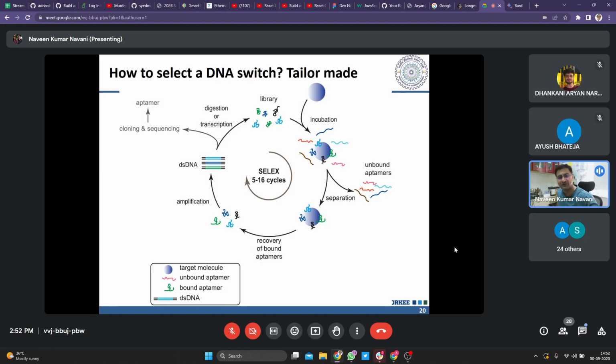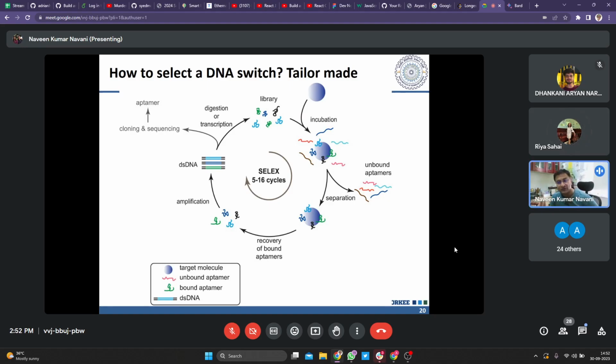Now, Ria, I need help from you. Yes, sir. Okay, now let us say we have done this cycle 10 times. So this is called selects. This cycle goes a minimum of 5 times and a maximum of 16 to 18 times. Now with these selects, you go to the left side of this. What does it say? Cloning and sequencing. Yes, cloning and sequencing, because now you want to know what those selected sequences are, what those DNA switches are that we have selected.